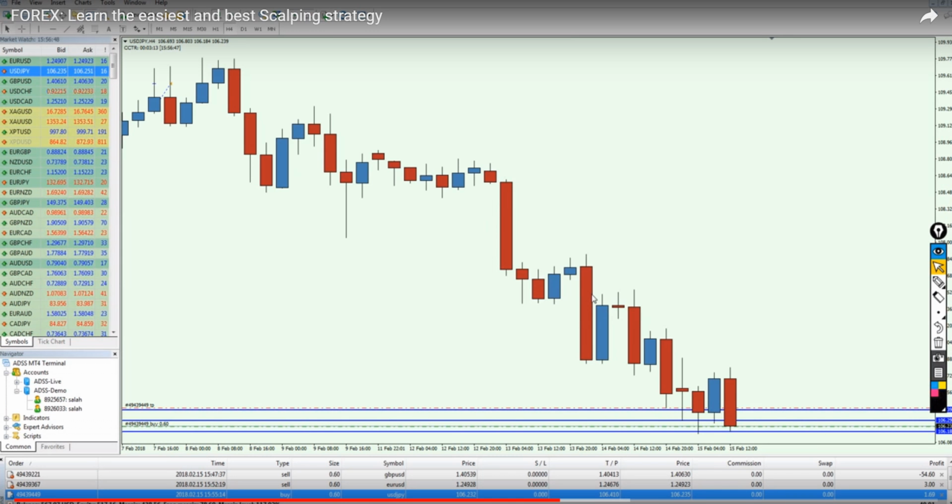So he's still getting killed on the pound. He's up on his short about $3. He's up on his buy. I agree with his dollar yen trade. I think he just should have bought more at the bottom.